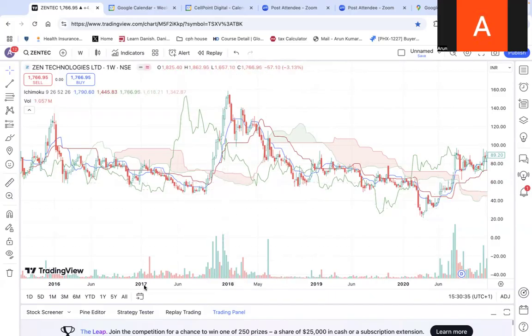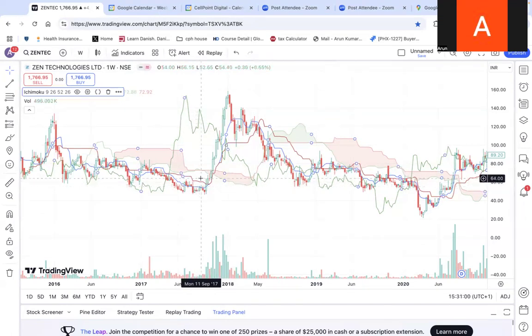So I'm back in the 2017-18 graph area. I've selected a weekly chart. So this is an Ichimoku chart for this. First, what are the bullish rules here? The bullish rule is your price should be above the cloud, and also the blue line should be going above the brown line, and that's your buying point.